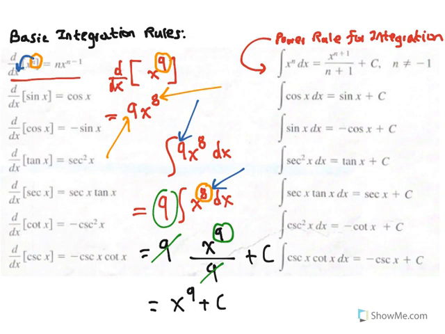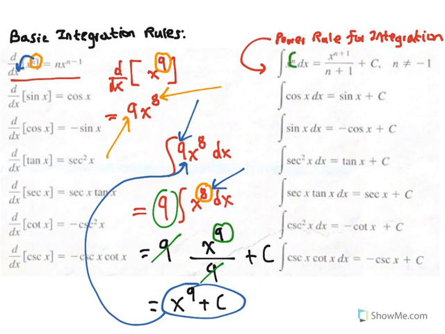So this tells us that if you were to take the derivative of x to the ninth plus some constant of integration, you will get 9 times x to the eighth. This is called the power rule for integration. It works as long as the power in the integrand is not equal to -1. If it were equal to -1, we would have a different integration rule that we will learn later.